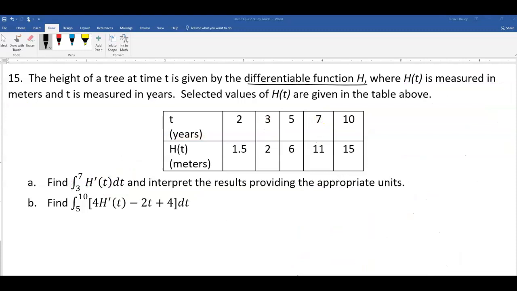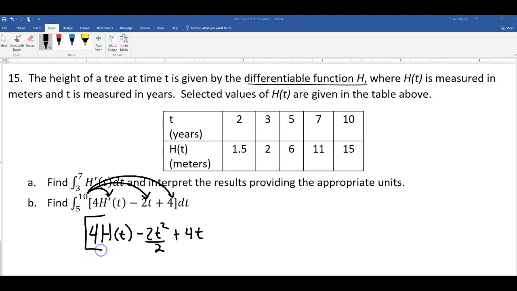All right, let's go ahead and take a look at Part B. Part B is quite similar. It's just a little bit more convoluted and abstract. So first of all, if I take the integral of this, the 4 is going to stay. The h prime becomes just h. If I take the integral of this, that's going to become t squared over 2, just using the power rule. And if I integrate this, I get 4t. And we're doing a definite integral, so I'm not going to put a c, but I will put brackets with my limits here. And all we're going to do is just go ahead and plug stuff in now.